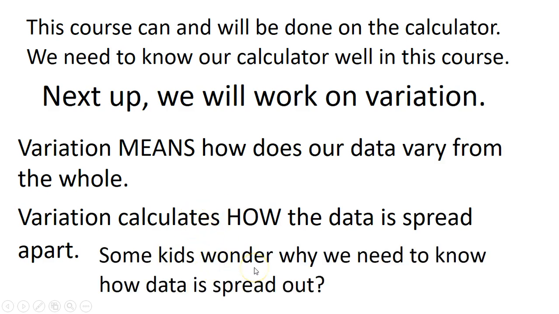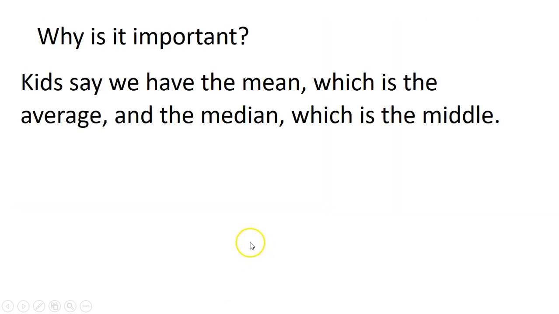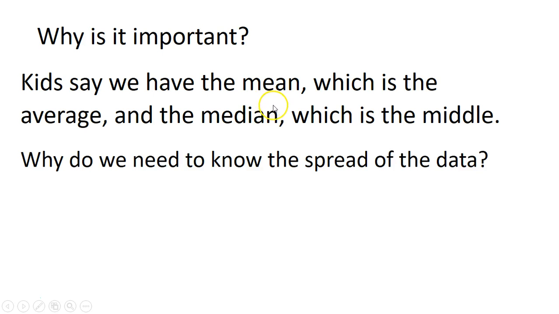Some kids wonder why we need to know how data is spread out. It's a simple question. Why is it important? Kids say we have the mean, which is an average. We now have the median. All right, that's like your middle of the data set. Why do we need to know the spread of our data?